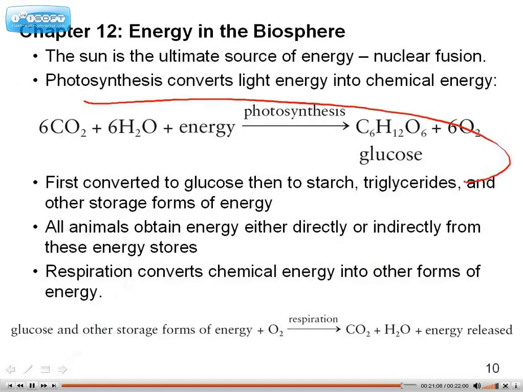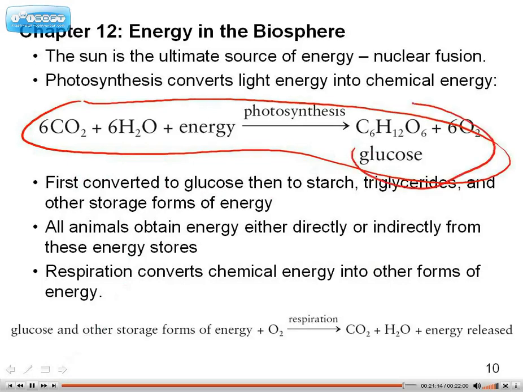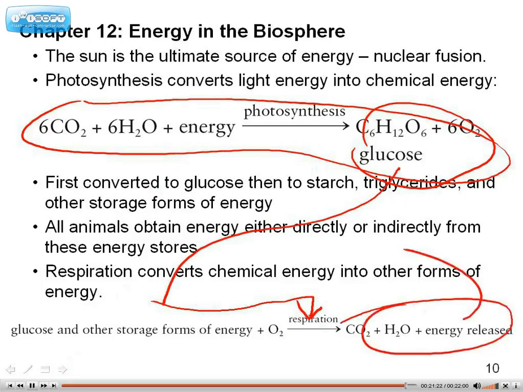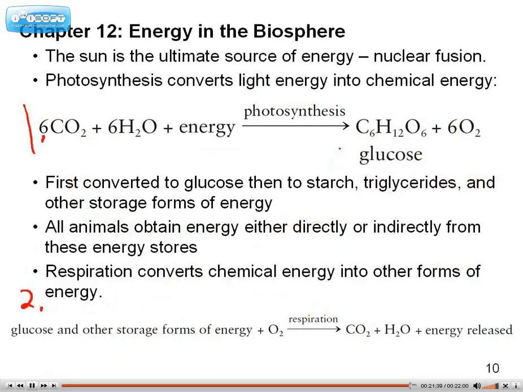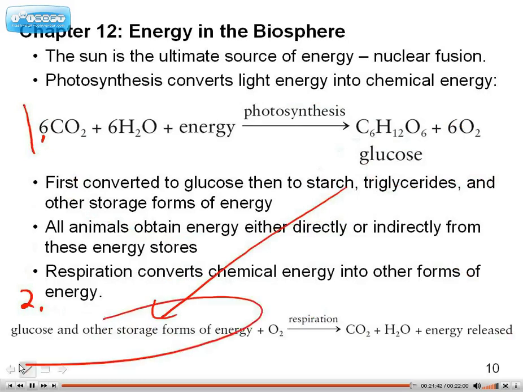Here is, again, in word form, the overall energy process. Photosynthesis creates this, and then this is then broken down via respiration to form this right here, and it's a circle. So you are responsible for knowing this. If I give you these reactants, then you should be able to predict these products. Notice these two reactions are the reverse of each other. So if I give you this as reactants, then you should be able to predict this as products. So know respiration and photosynthesis.